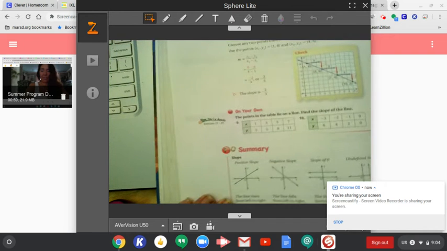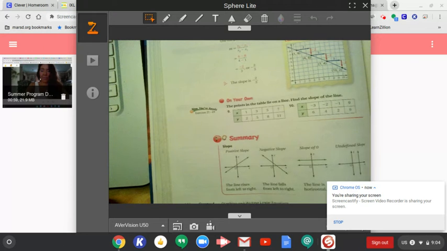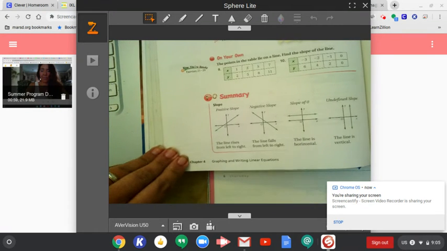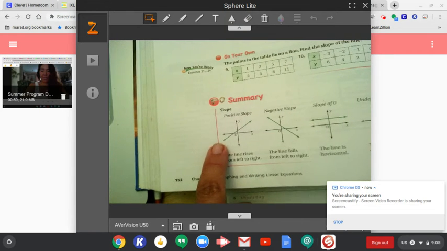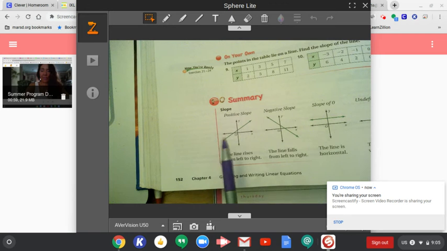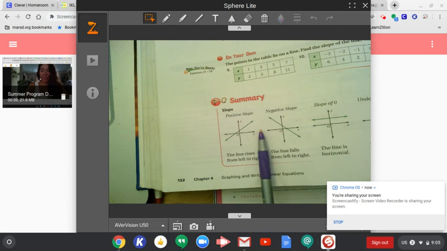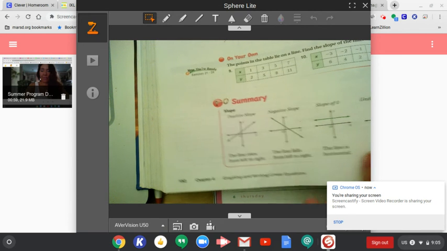Hi, today we're continuing Big Ideas Math, lesson 4.2 on slope. And I want to add in two different types of slope that you may see. So we talked about positive slope. That's when you're going from left to right and your line is increasing. Negative slope is as you're going from left to right, you are decreasing.